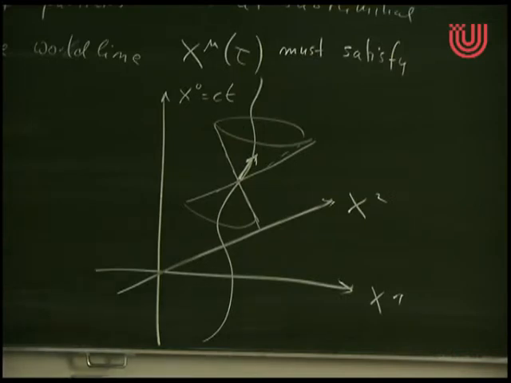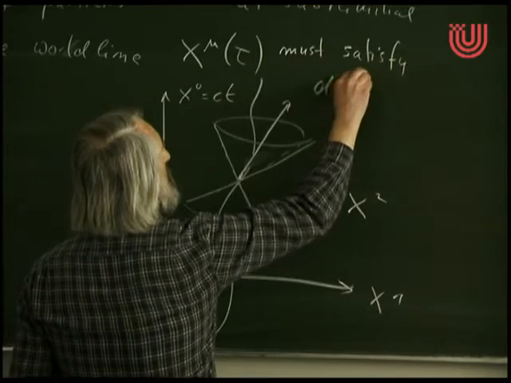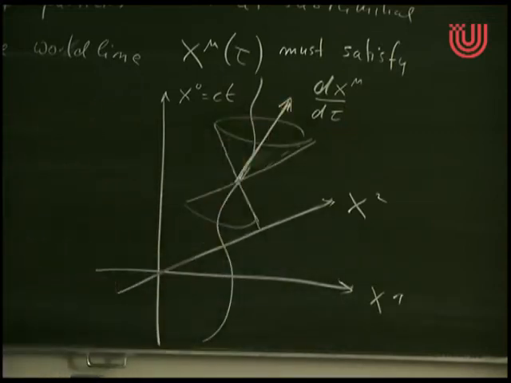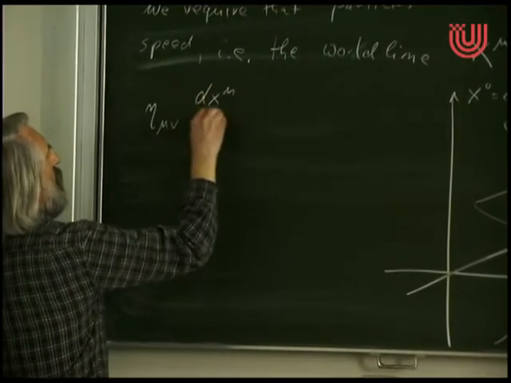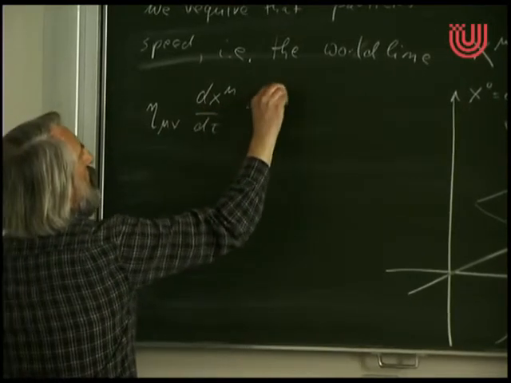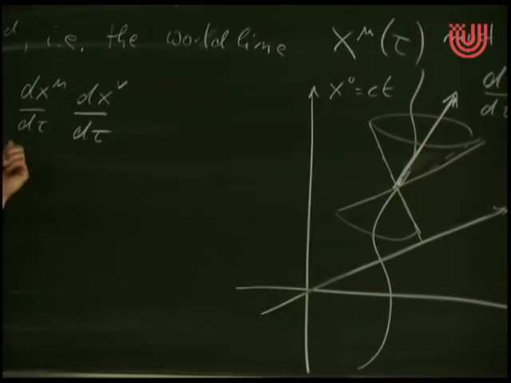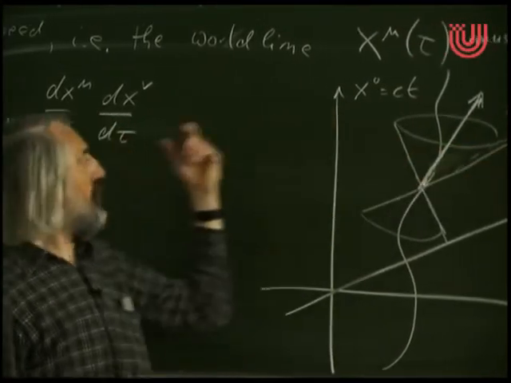So geometrically the condition is that the tangent vector, which can be written as dx^mu/d tau, must lie inside the light cone. And this can be written with the help of our Minkowski metric, eta_mu nu dx^mu dx^nu. So what's the condition this expression has to satisfy? Remember, if it would lie on the light cone, what would this expression be? If it would be on the boundary. Well, it would be what? Remember?